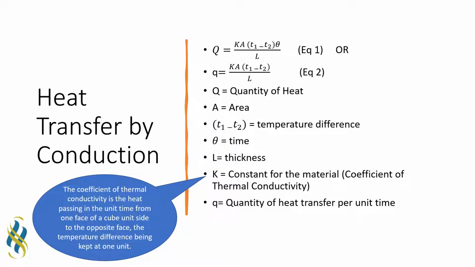It can be defined by putting all other factors in the equation equal to 1, like area, temperature difference, and thickness. Thus, the coefficient of thermal conductivity is the heat passing in unit time from one face of a cube of unit side to the opposite face, the temperature difference being kept at 1 unit.